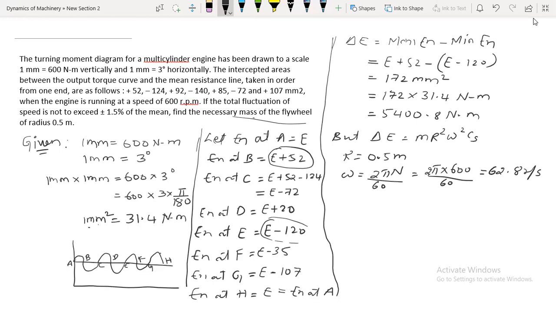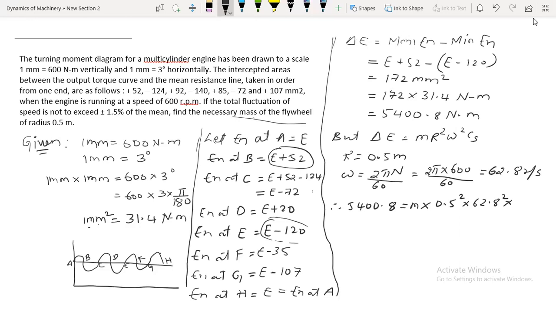Now substitute all these values in the above formula to find out the mass. That is delta E. So therefore, delta E is 5400.8 equals m into 0.5 square into 62.8 square into the Cs value.